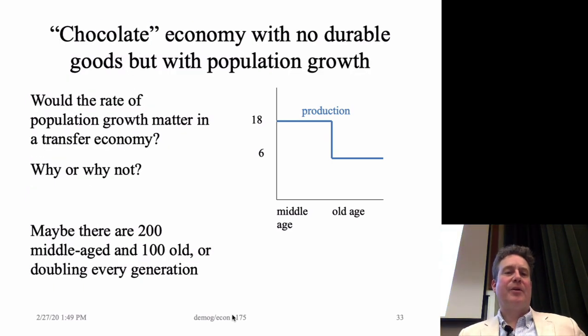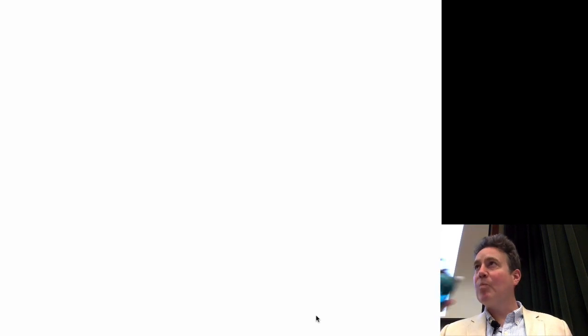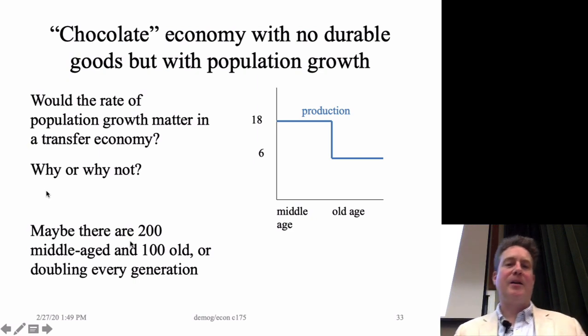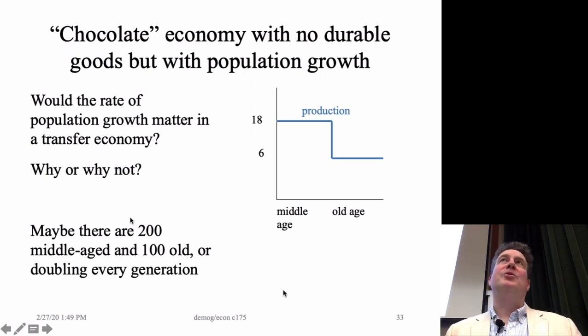Now the next, let me just stop and see if there are questions about that part, right? So this is rather critical. A pension is a way of transferring resources without having durable capital goods from productive middle-aged folks to old folks. Okay, so then the next question is, what role does population growth play in this? And the answer is going to be that population growth is very important for a system like this.